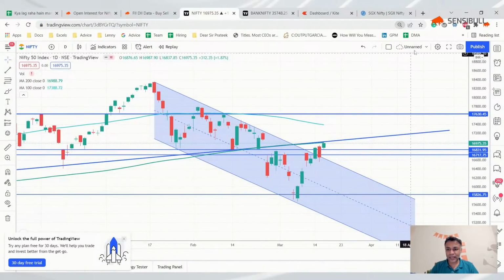Now let us look at other data points. The most important being the option chain, right? Second, let me just go to the option chain.